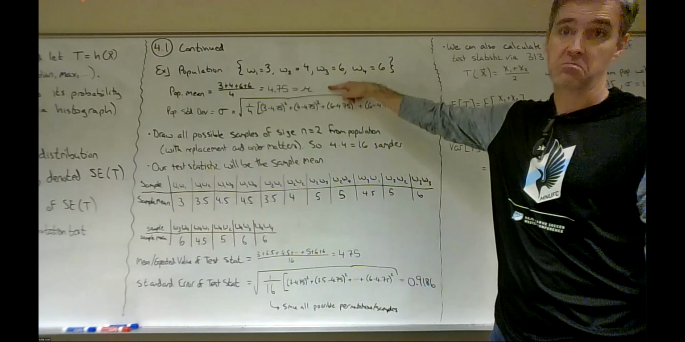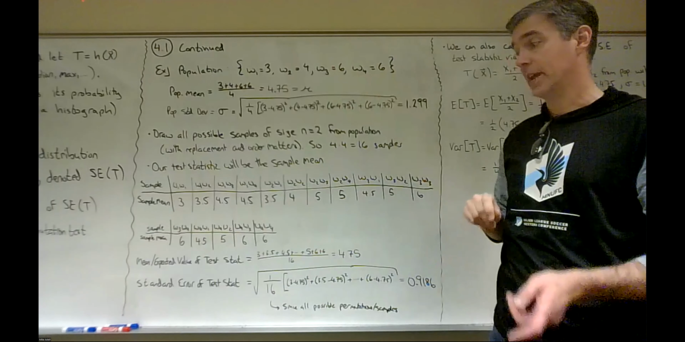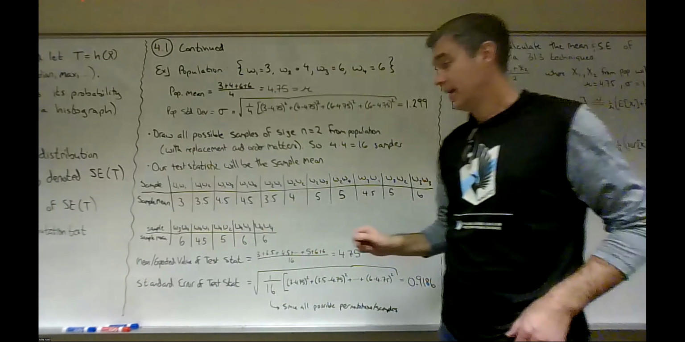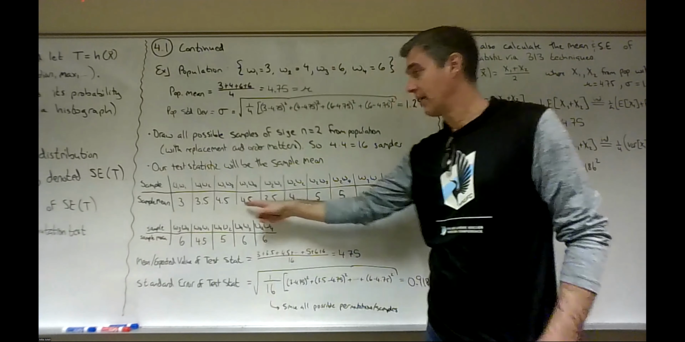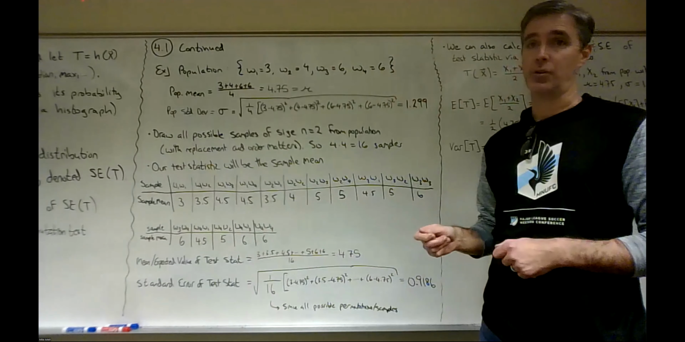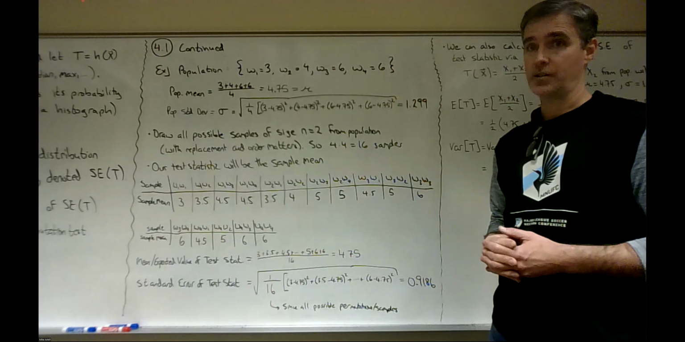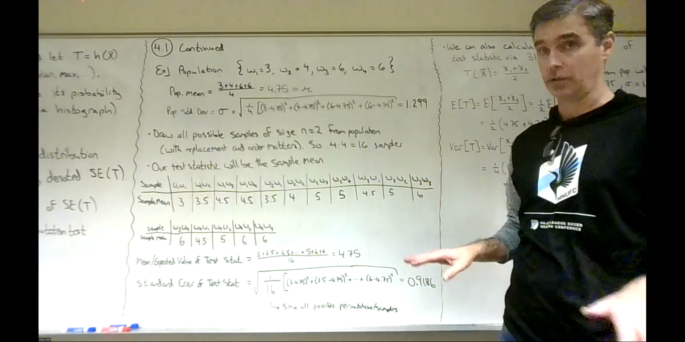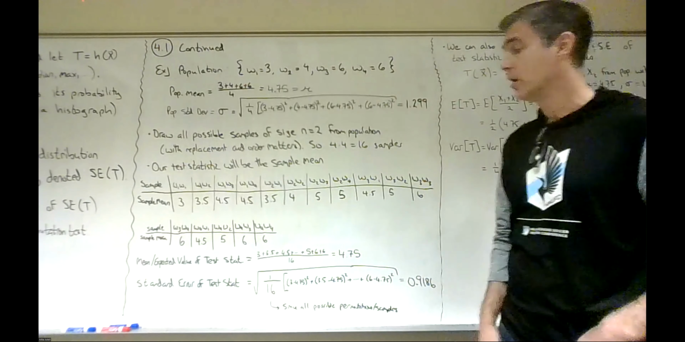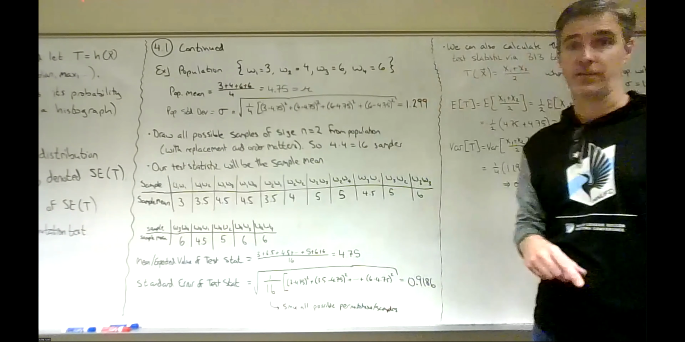And if I do the standard error of the test statistic, I'm going to do the square root of 1 over 16. Again, it's 16 because I've calculated all possible 2 sample draws. So this isn't a sampling of all the possible 2 sample draws. This is all of them. This is the entire population of them. So I'm going to divide by 16 instead of 15.